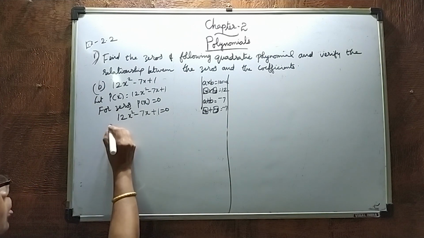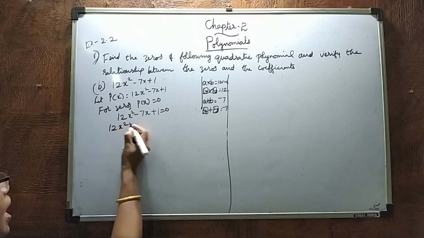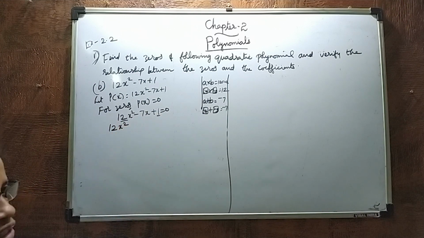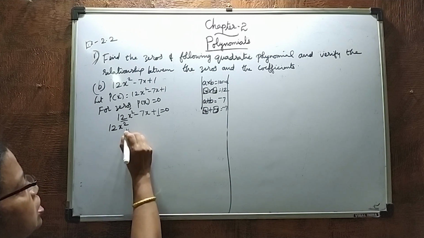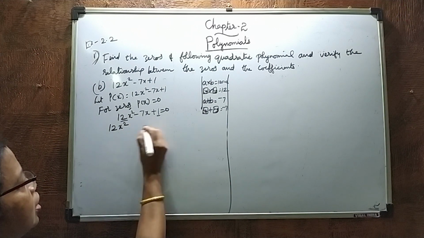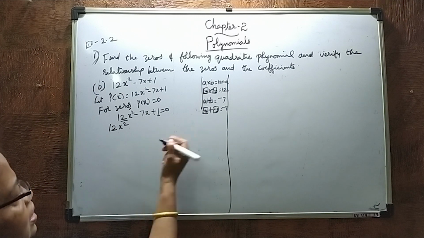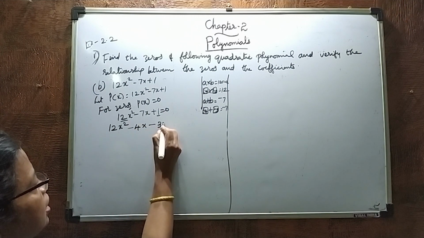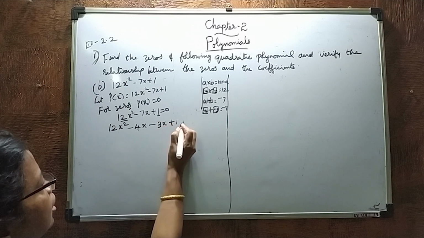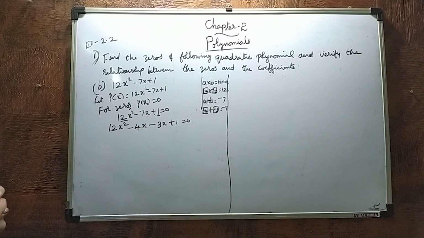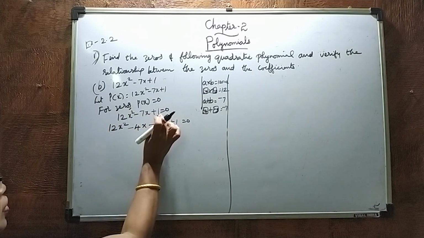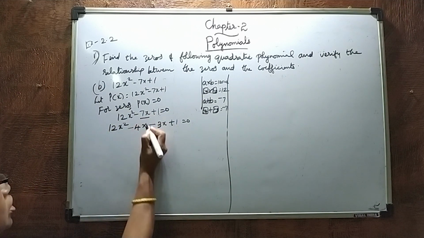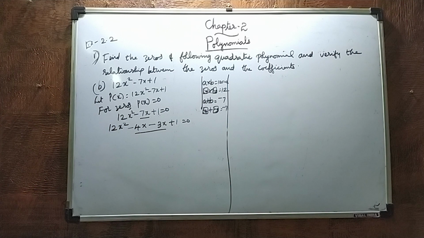So the first number and the last number are the same thing you have to write. Let's split only the middle term. So 12x square minus 7x can be written as 12x square minus 4x minus 3x plus 1 equal to 0. Only the middle one you are splitting. Instead of this one you wrote negative 4 plus negative 3, and you will get negative 7x.